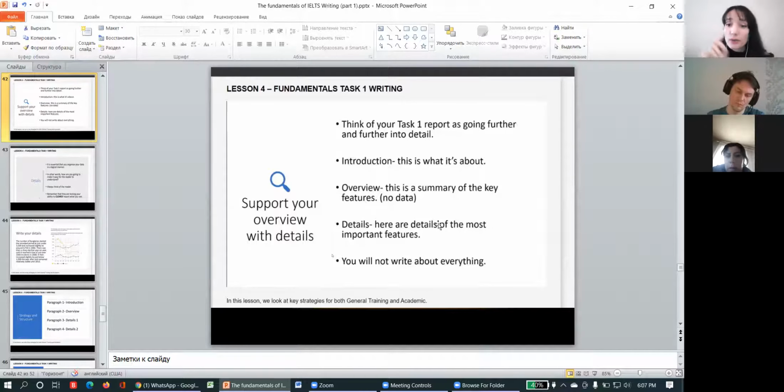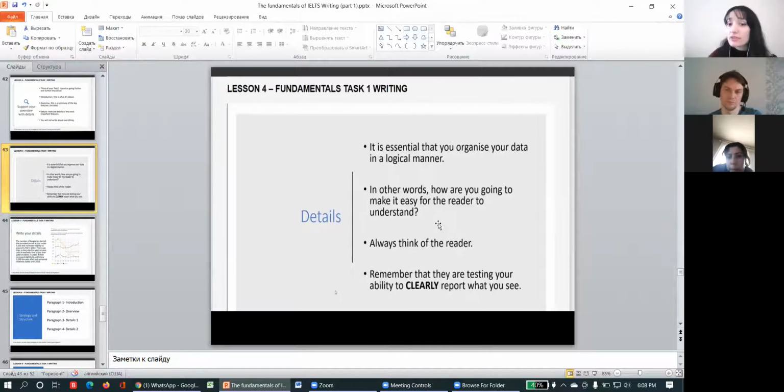Think of your Task 1 report as going further and further into details. Introduction, this is what it's about. You said already. Overview, we discussed. This is a summary of the key features: up, down, and the same. And the details already. Here are details of the most important features. And you will not write about everything. No need.